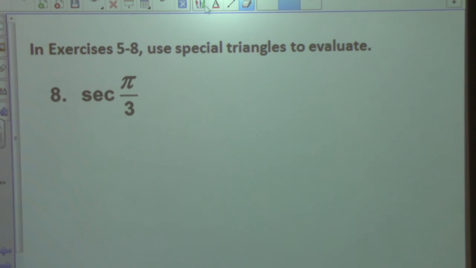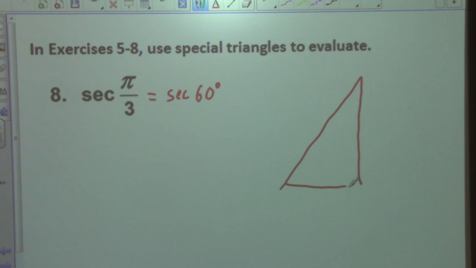Okay, this one here is going to be equal to secant of 60 degrees. And so we have a 60-degree triangle like this, right? Yes. So I know this is 60 degrees here. And I know that this is going to be hypotenuse, which is going to be 2x, over adjacent. Is that right? So x. So hypotenuse over adjacent is going to be 2x over x, which equals 2. So that's that one, okay?